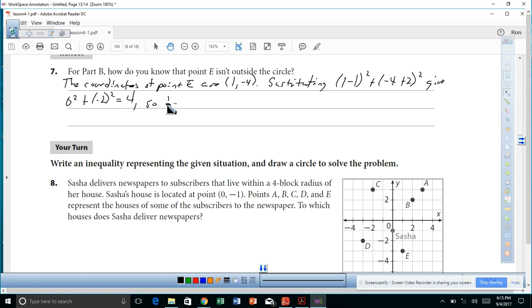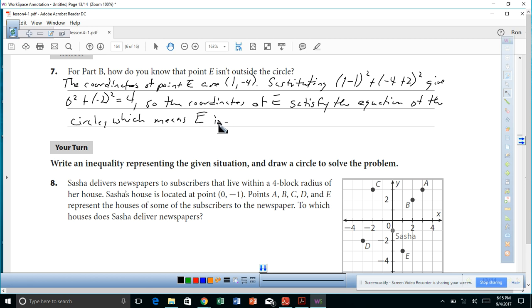So the coordinates of E satisfy the equation of the circle, which means E is on the circle and not outside it. All right.